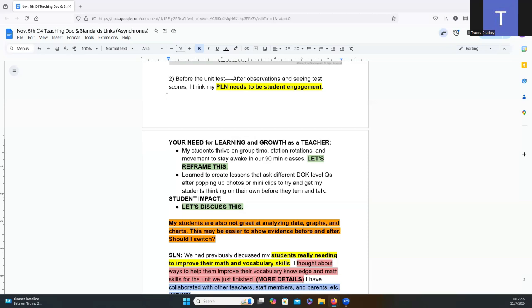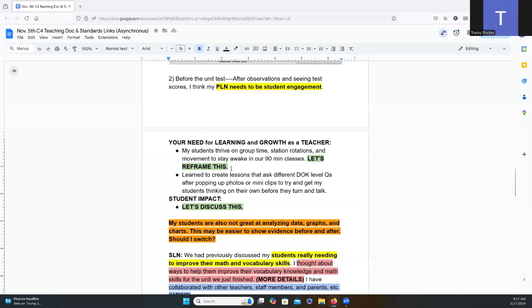But I want you to come at the PLN from the lens of you. So I am the one that needs to learn strategies to keep my kids alive and having agency in my classroom for these 90-minute blocks where they feel like they can transfer this knowledge into other subjects or into life and that type of thing.